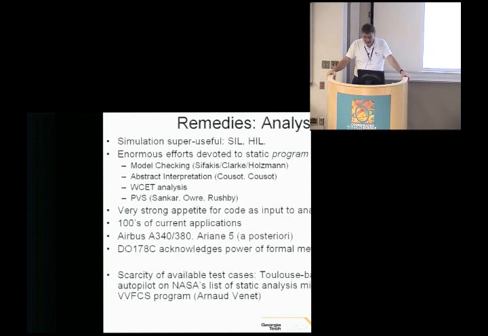There is a certain scarcity of available test cases, meaning that for understandable reasons, Boeing will not brag about the latest bug it encountered, and neither will Honeywell, nor Rockwell Collins, nor Northrop Grumman, etc. So as a result, you see some interesting situations like the Paparazzi autopilot, which is meant for small UAVs about that wide, being heralded by NASA on its list of static analysis milestones for its verification and validation of flight control systems program, therefore making it all the way to Congress. Okay. So that makes things a little bit harder.